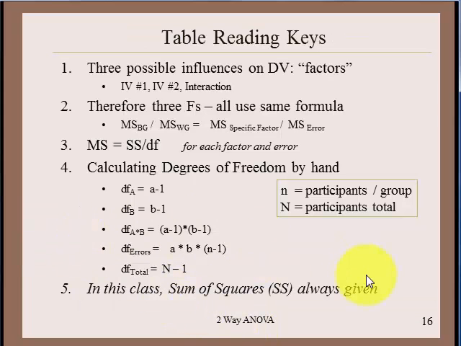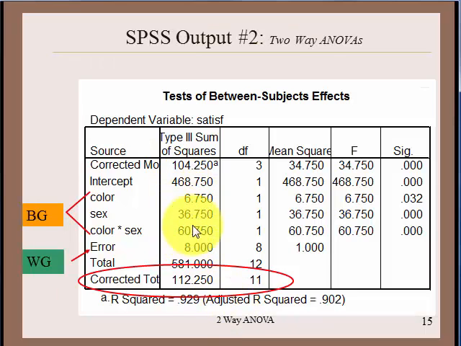Okay, so how is this going to work? In this class, I will always give you the sum of squares. You're not going to have to get those on your own. But once I give you those, you should be able to get the rest of it all the way through F. And then the F test here, if you're not doing it on the computer, you can look up F critical with the degrees of freedom 1 and 8.